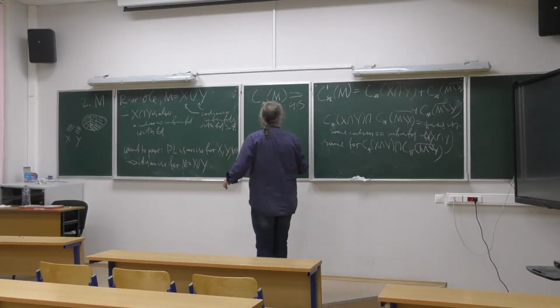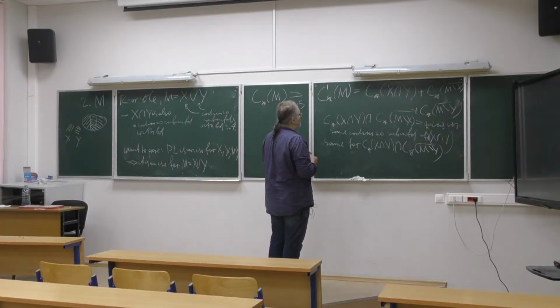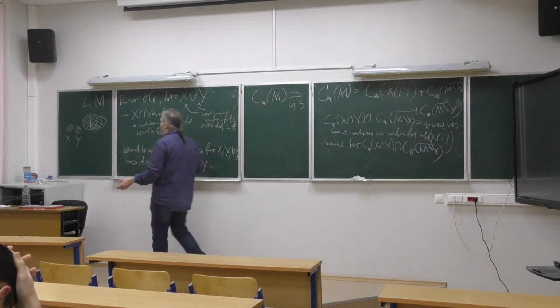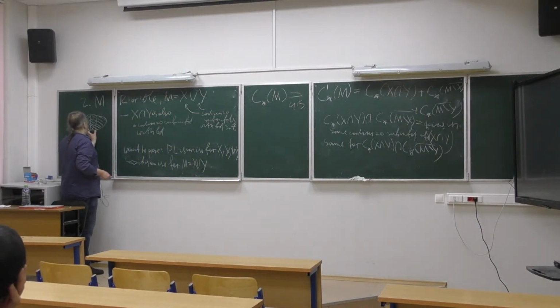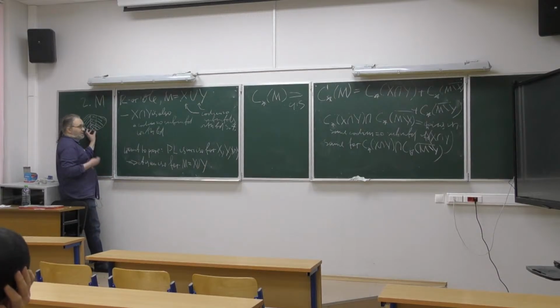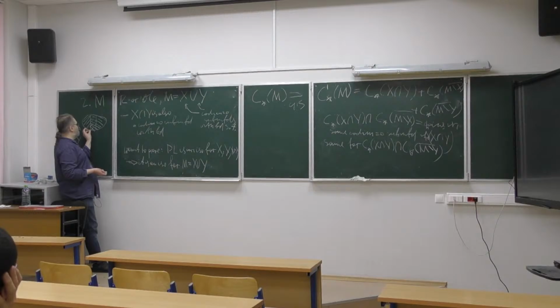Because, well, it's clear from the picture. We take something inside x equal y, then we intersect with the closure of m minus x, we get this segment. If we intersect with the closure of m minus y, we get this segment. But these segments are disjoint, they do not intersect.